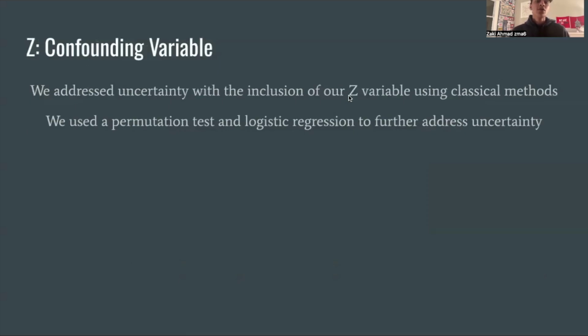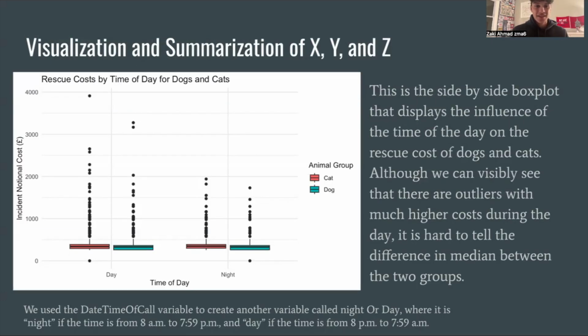Now, we want to include our z or confounding variable to see if there's actually a difference between daytime and nighttime for these groups. And we did so using classical methods. So we used a permutation test and then used logistic regression to further address uncertainty with the presence of our confounding variable. Here we can see the difference in the notional rescue cost for cats and dogs with the inclusion of our confounding variable, z.